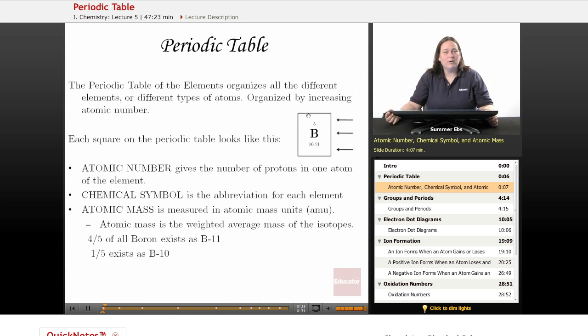Each square on the periodic table represents one different type of atom or one element. So they'll look like this. They will have a number here, which in this case is a little 5. That number is our atomic number. Okay, and then there'll be a symbol, and that's something that represents the abbreviation for the element's name. This symbol right here is a B, so we call that our chemical symbol.